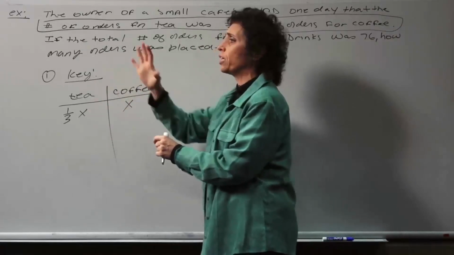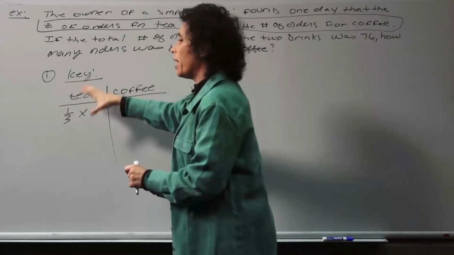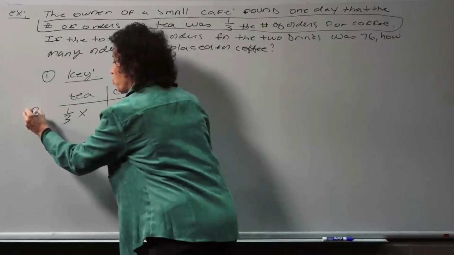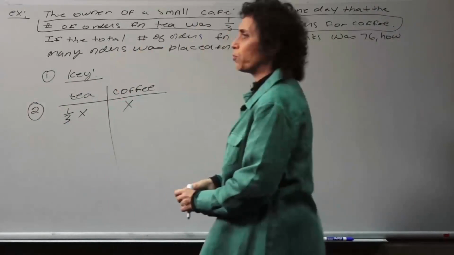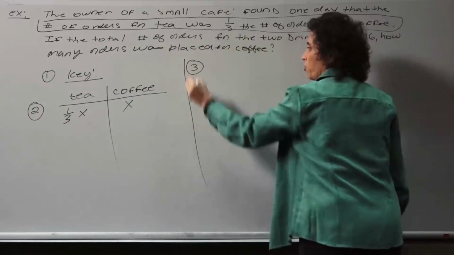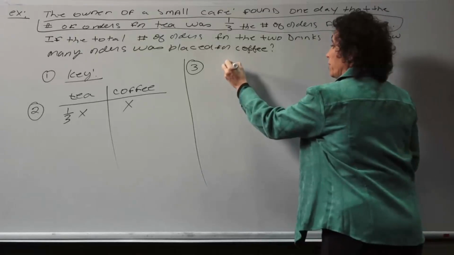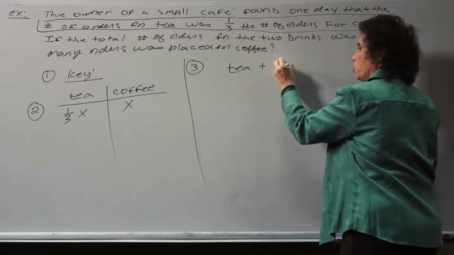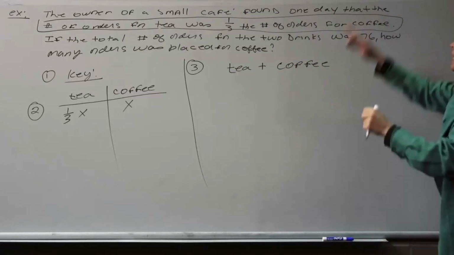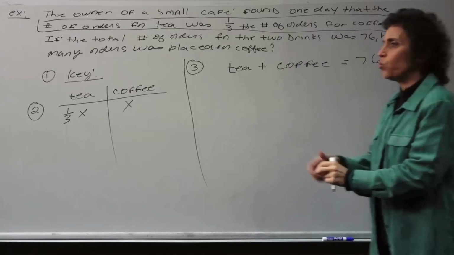That's what you have to do in step 1 and 2 on the key information. Step 1 says make a key, and then step 2 tells you how to make the key. Now for step 3. Step 3 is write down any information you know. Well, here's what I know. In words, I know that tea plus coffee, and when I say that, I really mean the number of orders for tea and the number of orders for coffee, equals 76. That's what I know.